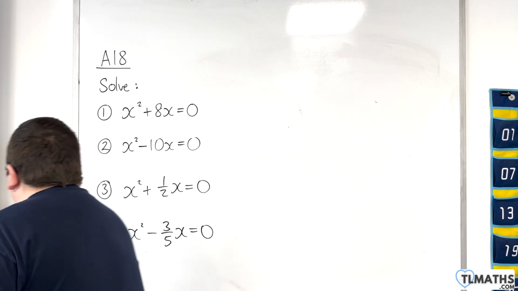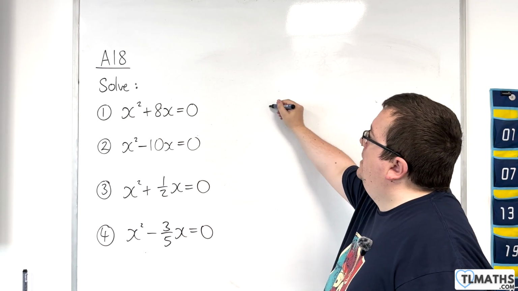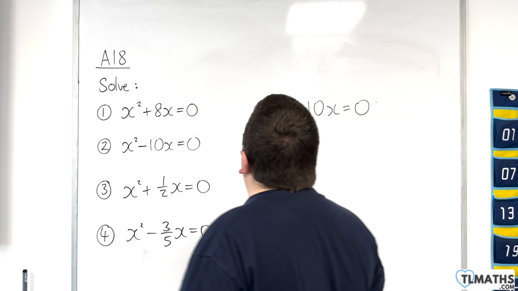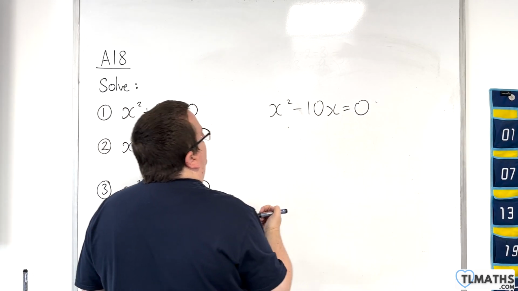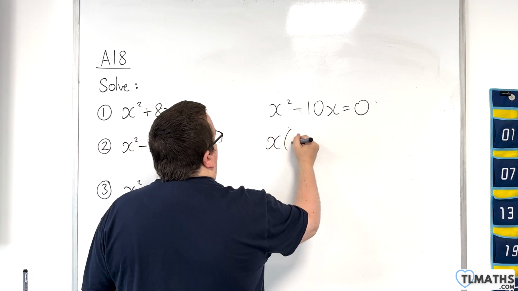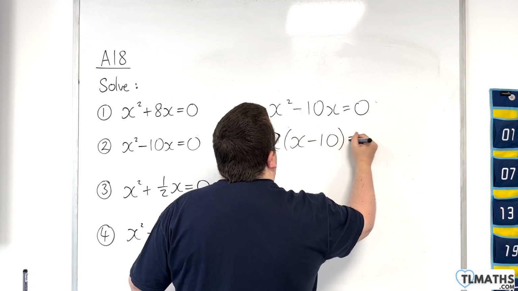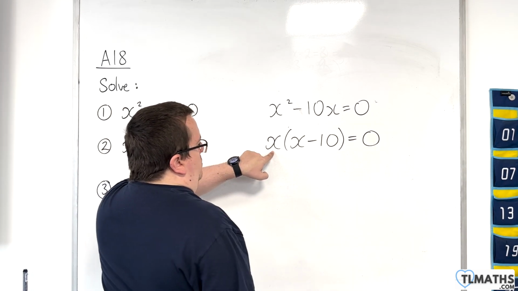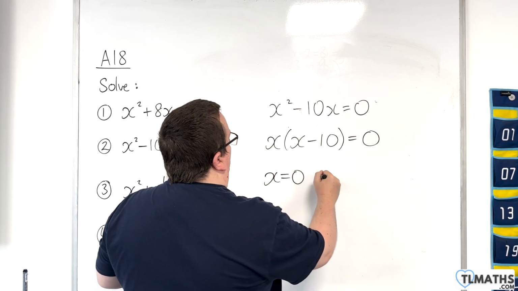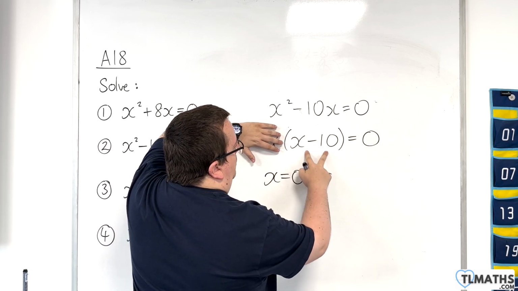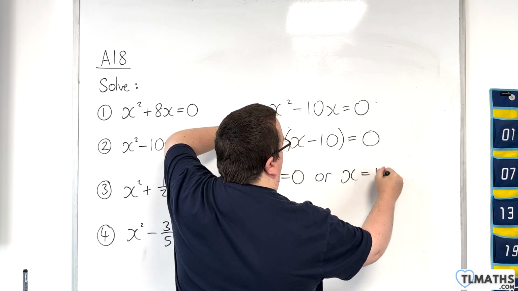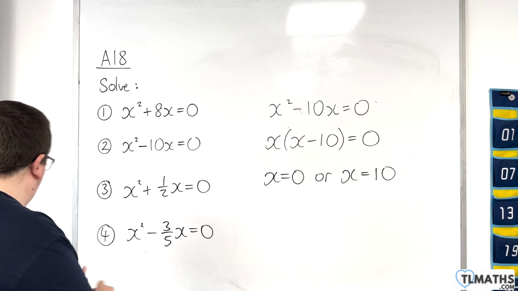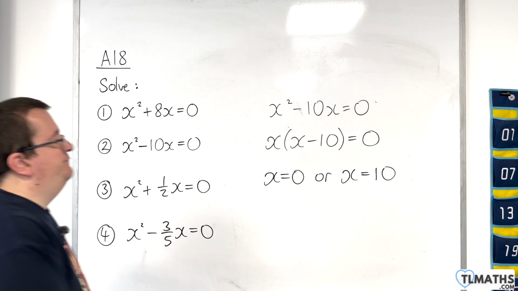So let's take a look at the second example. x squared take away 10x equals 0. So what we're going to do is we're going to factorise this. Both terms have an x involved, so we can factor the x out and have x take away 10 on the inside of the bracket. So either this is 0, so x is 0, or this is 0, in which case x is equal to 10. So we have 2 solutions, 0 and 10.